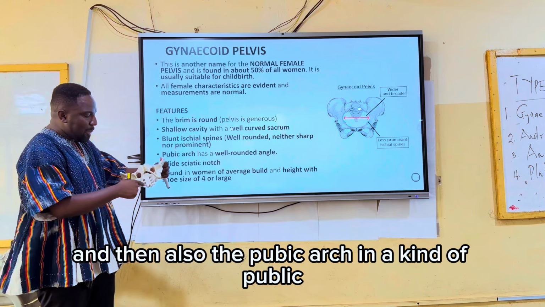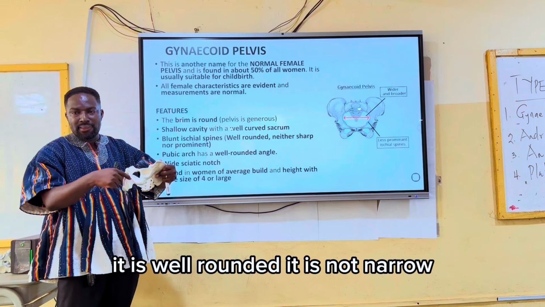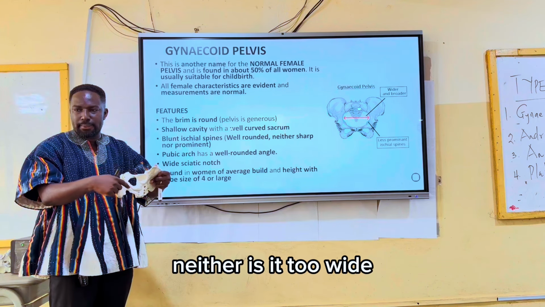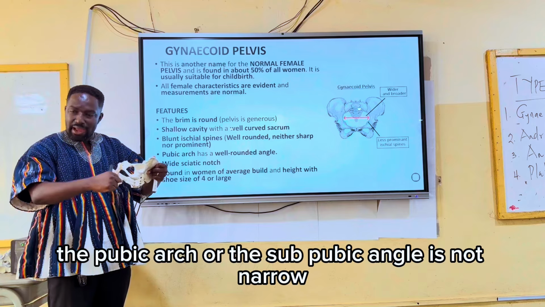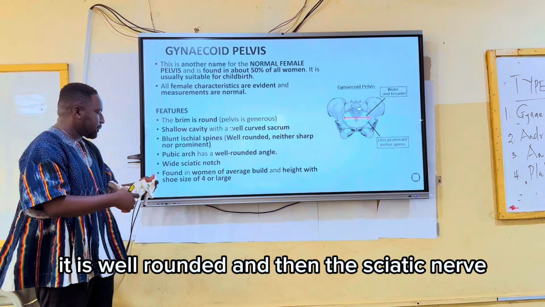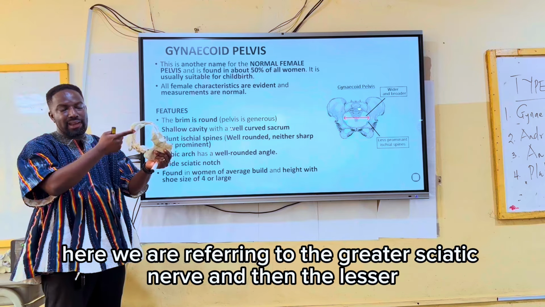And then also the pubic arch in the gynaecoid pelvis is well rounded. It is not narrow. Neither is it too wide. The pubic arch or the subpubic angle is not narrow, and it is also not too wide. It is well rounded. And then the sciatic notch. Here we are referring to the greater sciatic notch and then the lesser.